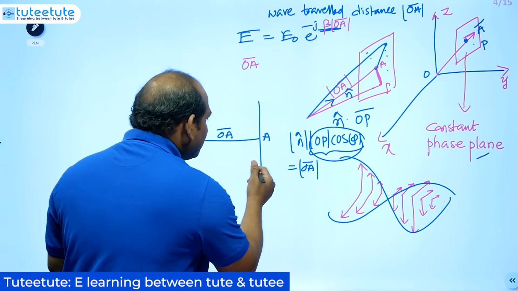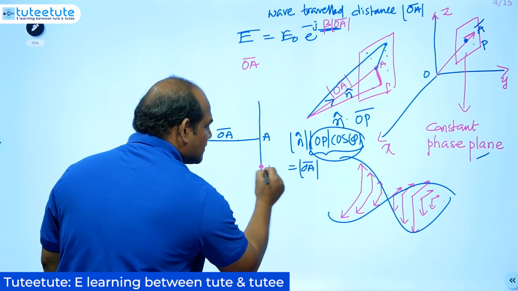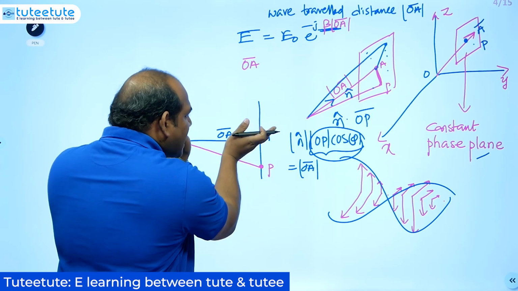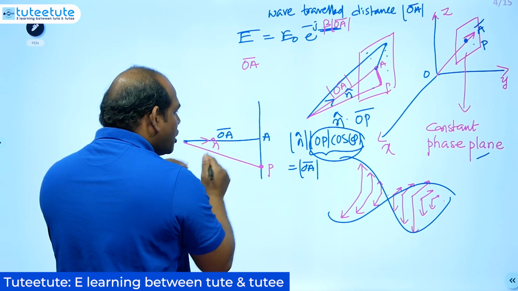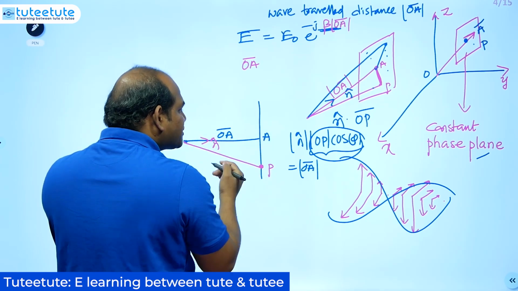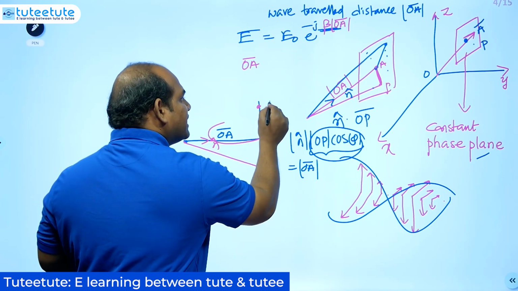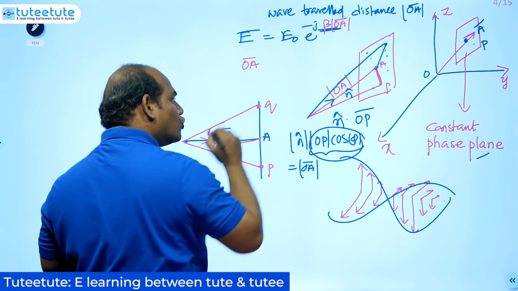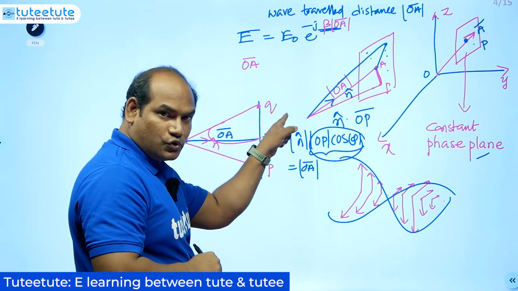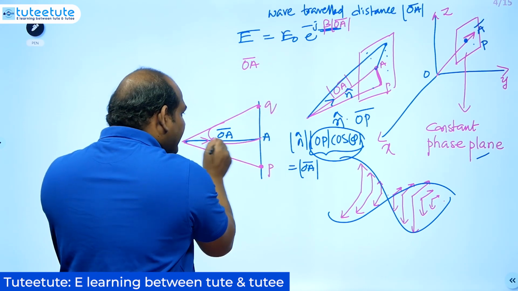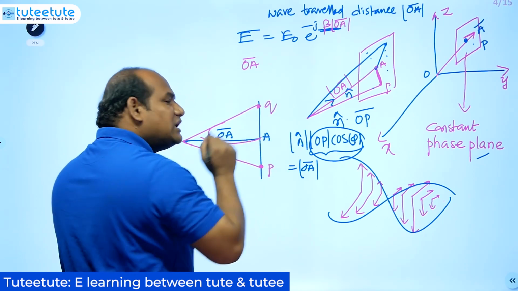Now take a point P somewhere here, and this is the OP bar. But what is the projection of this on this N cap? This is N cap. Over N cap, how much projection is there? OA is there for this OP. You take some other point here, Q. This is OQ, the position vector of Q with respect to the origin. But if you take the projection on N cap, what will you get? OA only you will get.